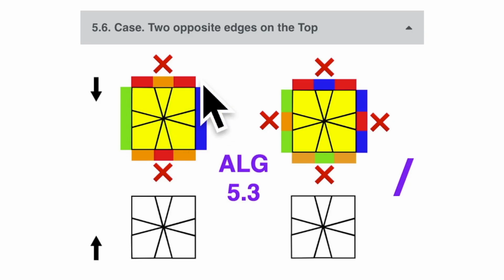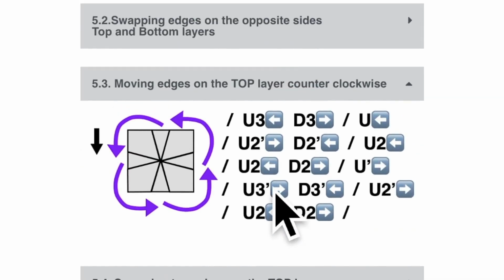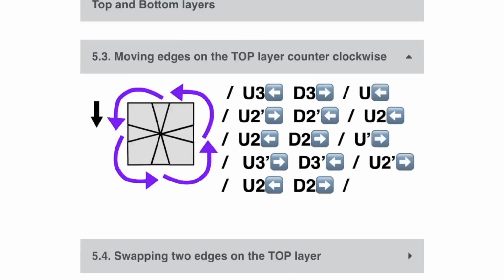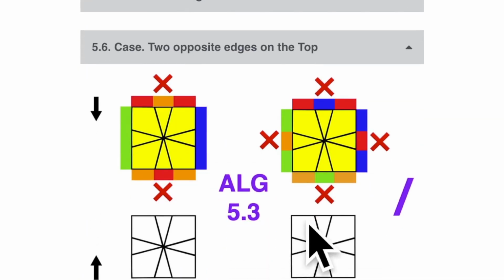In this situation, we'll start by using the 5-3 algorithm. The 5-3 algorithm rotates the edges counterclockwise. As a result, this orange edge from here will end up here. On the green side, this green edge from here will move over here. This red edge will move over here. And this blue edge will move over here.